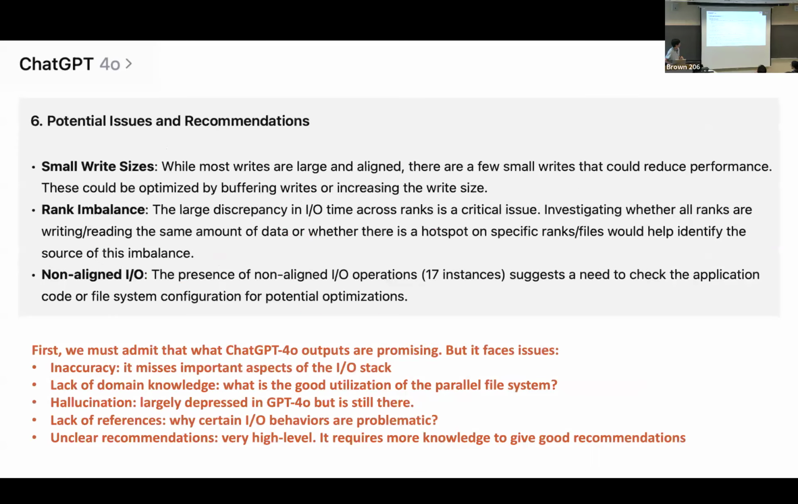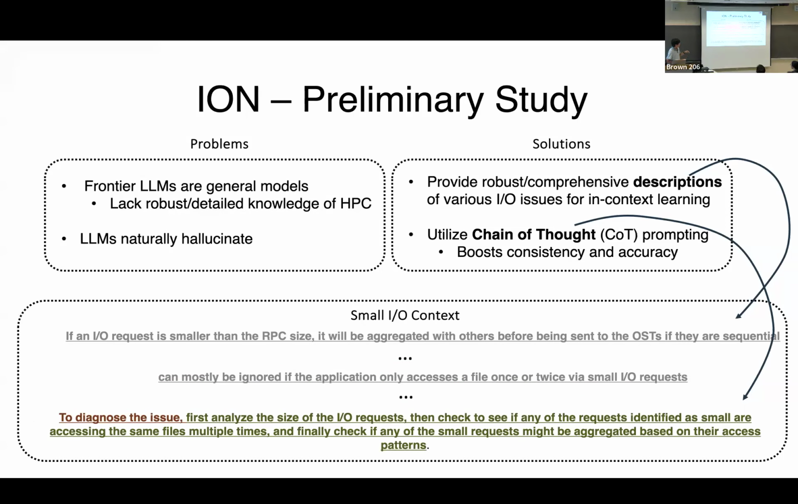So when we started working on this problem, our first initial idea was to increase the ability of GPT-4 with two goals. First of all, we want to provide some robust, detailed knowledge about the HPC system to the language model. And I also want to make sure it does not create so many hallucinations in the middle.